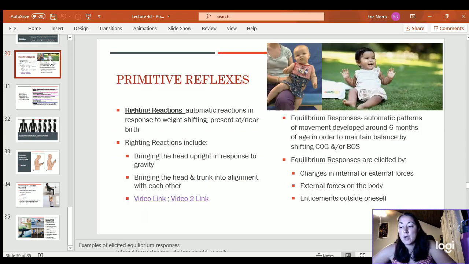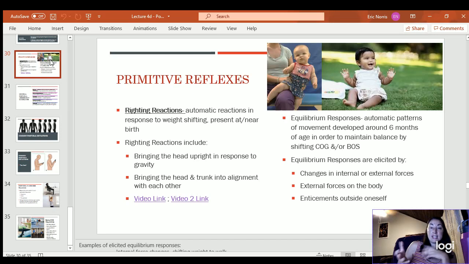All right, so on a whole different topic for just a second, there are primitive reflexes that help maintain our postural control and our equilibrium to keep us in an upright position. So almost all of the primitive reflexes, as far as equilibrium go, are to keep the head in an upright position and the eyes vertical to the ground. So one of them is righting reactions. So these are automatic reactions to weight shifts that keep the eyes upright.